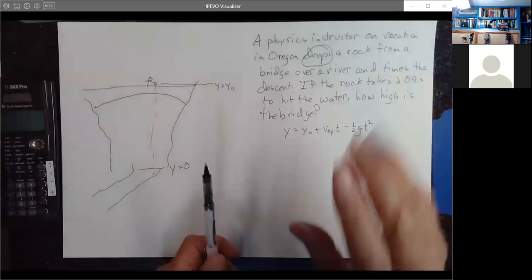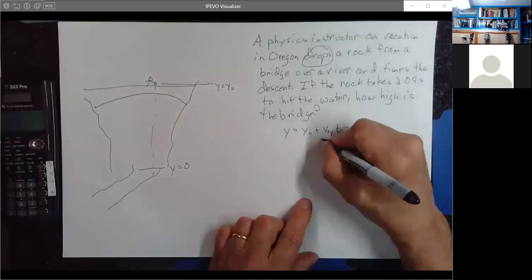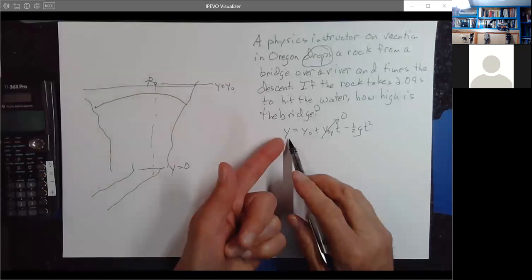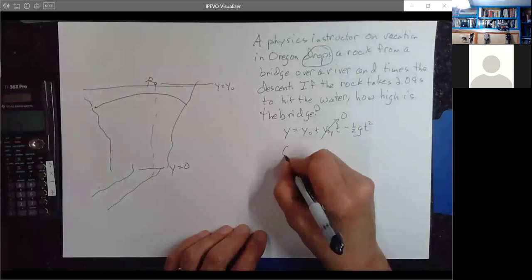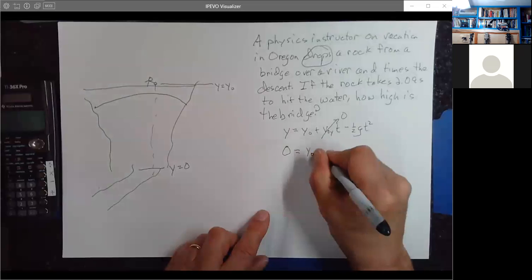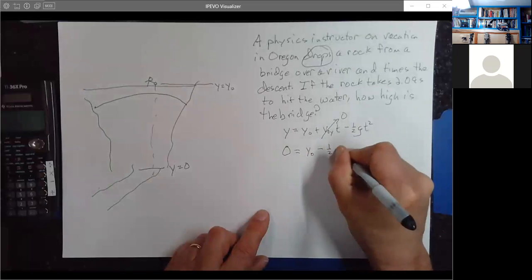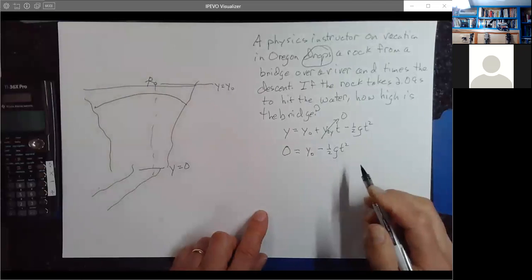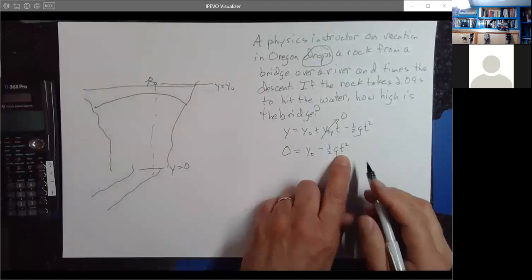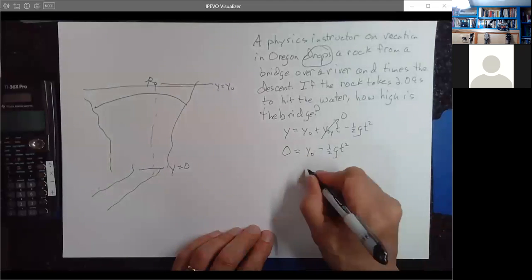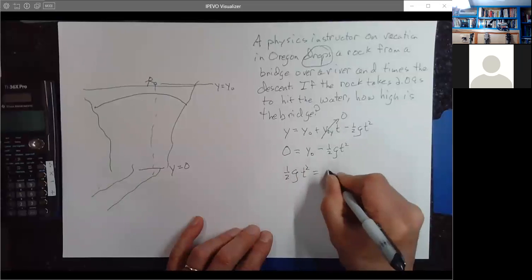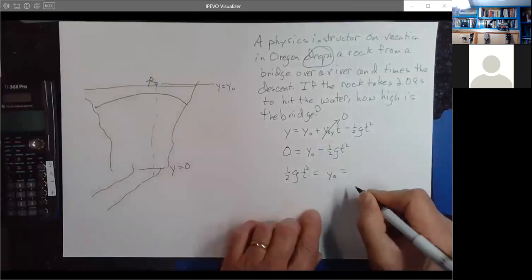Okay, when you drop something, its initial velocity is 0. So that thing is equal to 0. And what I get when it hits the bottom, I'll have 0 for the final height is going to equal y naught minus 1/2 gt squared. And I know t happens to be 2.09 seconds. So if I solve this for y naught, I just get 1/2 gt squared is equal to y naught. Then I plug in the numbers.